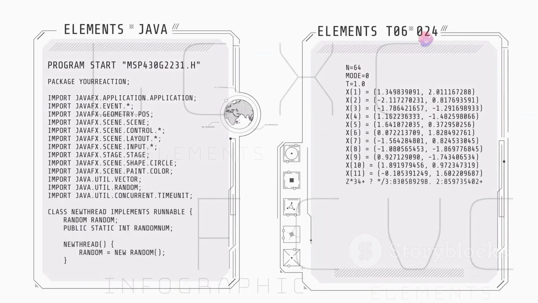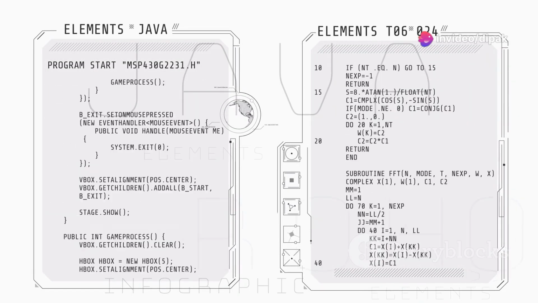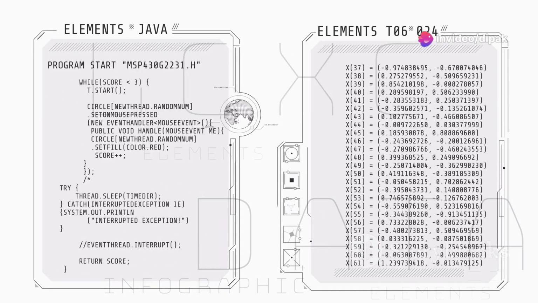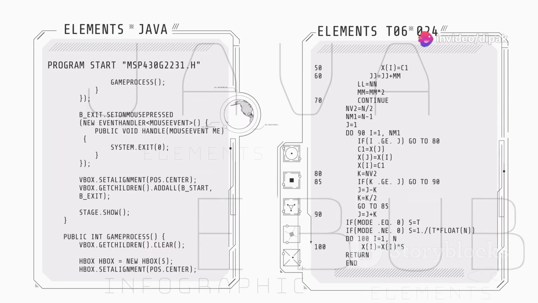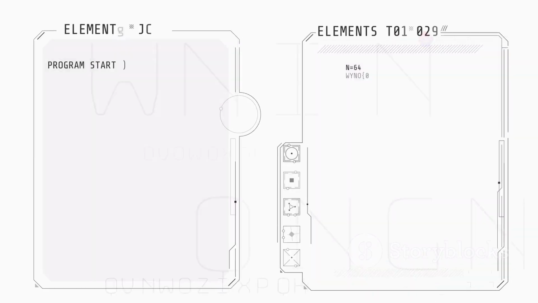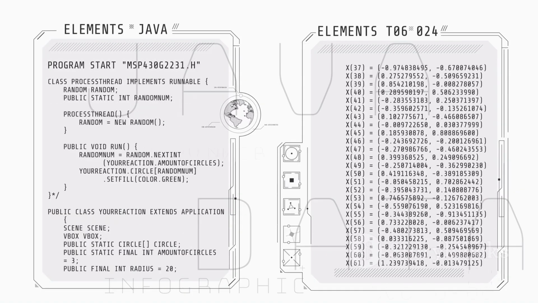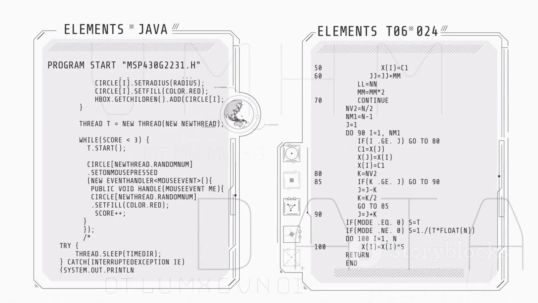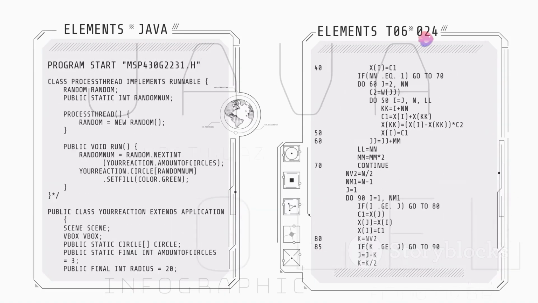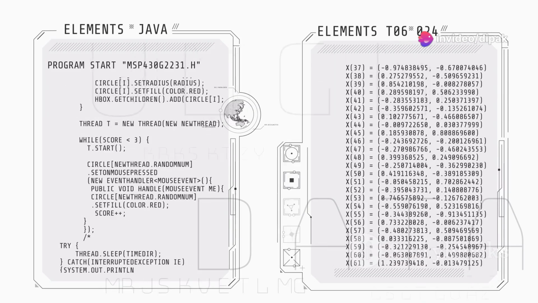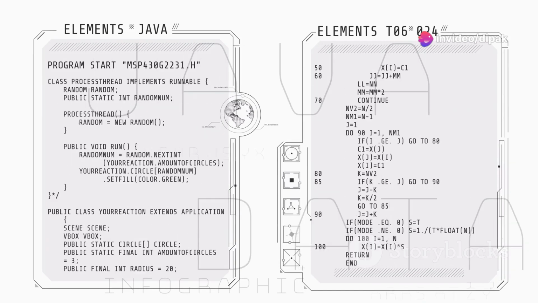JDK stands for Java Development Kit. It includes a compiler, a debugger, and other tools that help developers write and test their code. It includes everything you need to write, compile, and debug Java programs. Without the JDK, developers wouldn't be able to create new Java applications or modify existing ones.